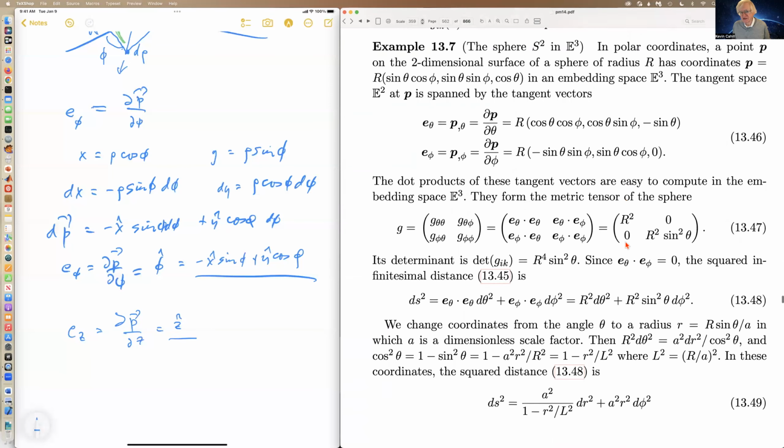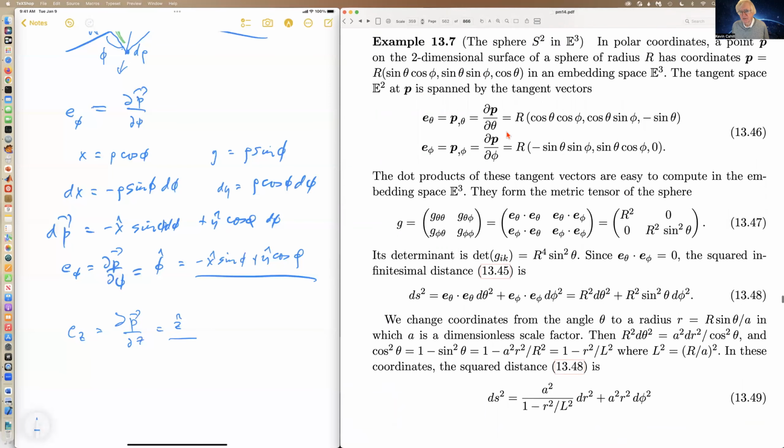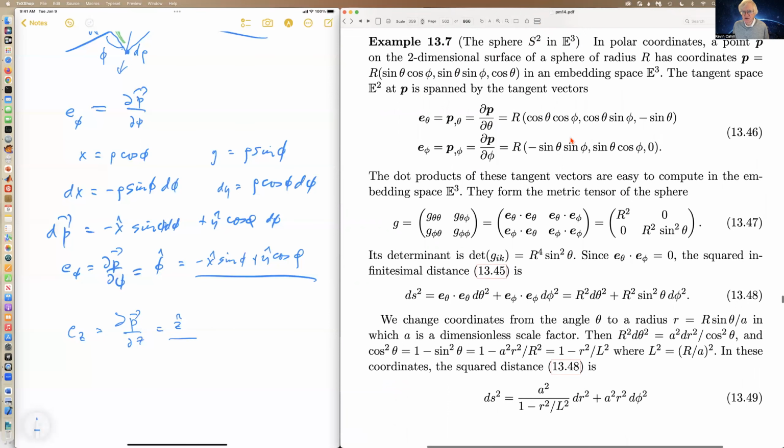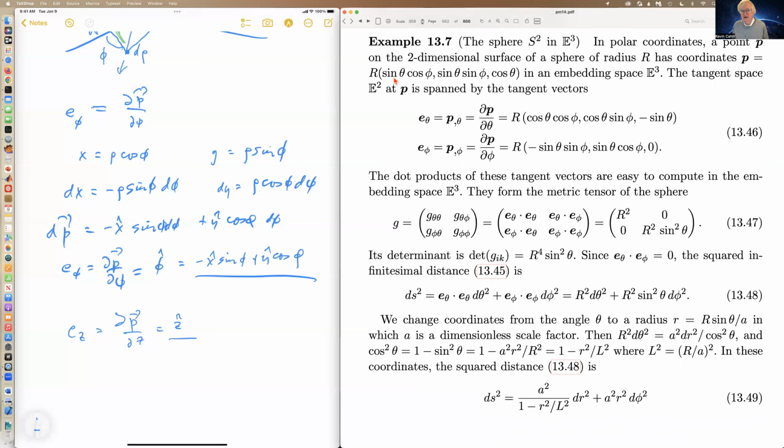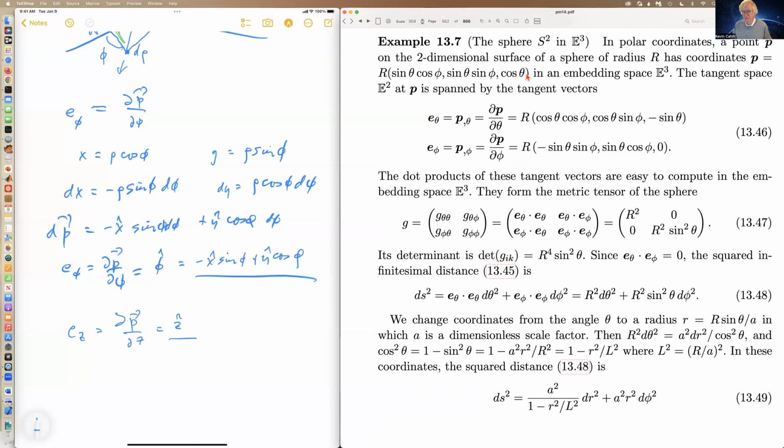So we can have various examples here. You can think of the surface of a sphere in 3-space. So E theta is the derivative of the point on the sphere with respect to theta. And the points on the sphere, of course, if the sphere has radius R, are R sine theta cosine phi, R sine theta sine phi, and R cosine theta. And so the theta derivative gives you this, the phi derivative gives you that.